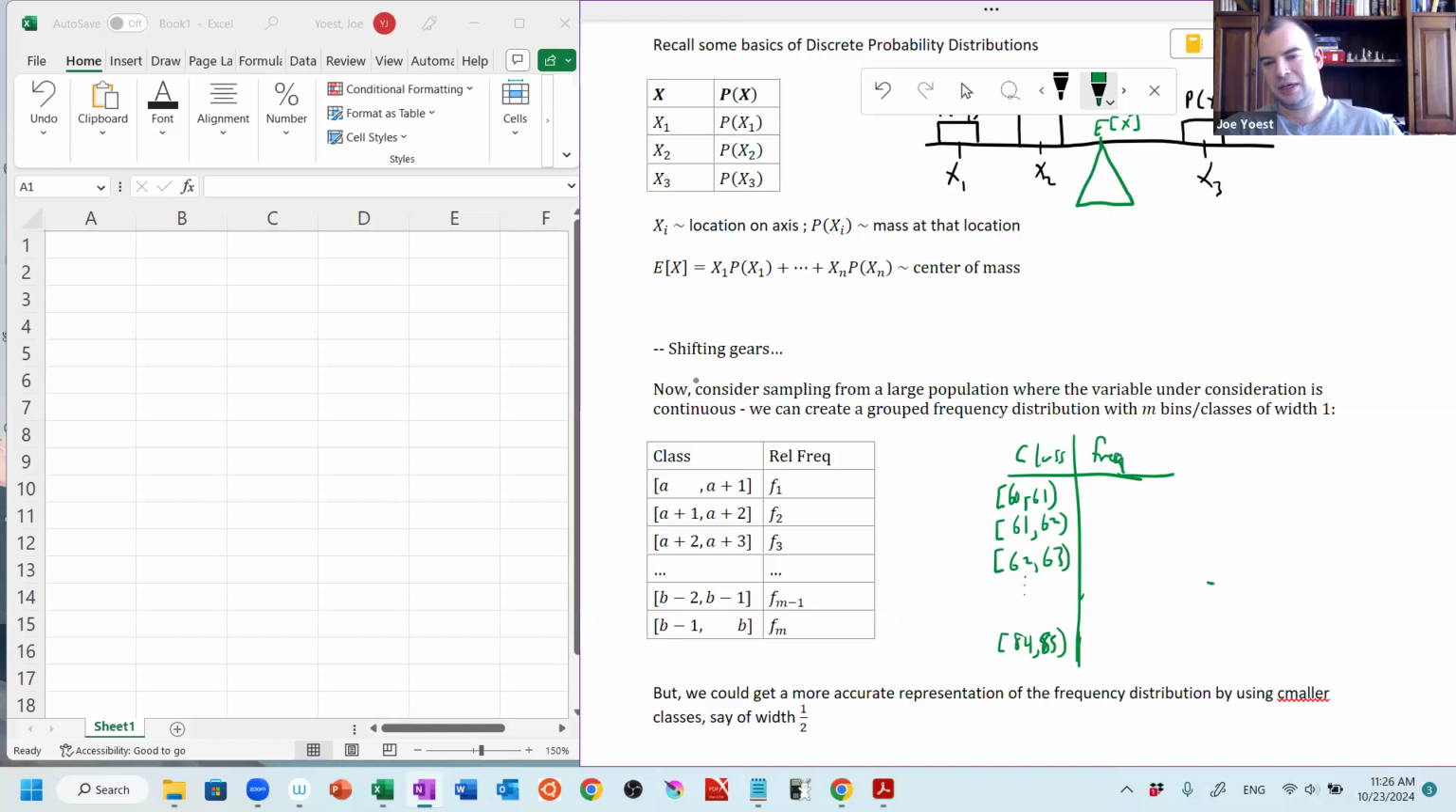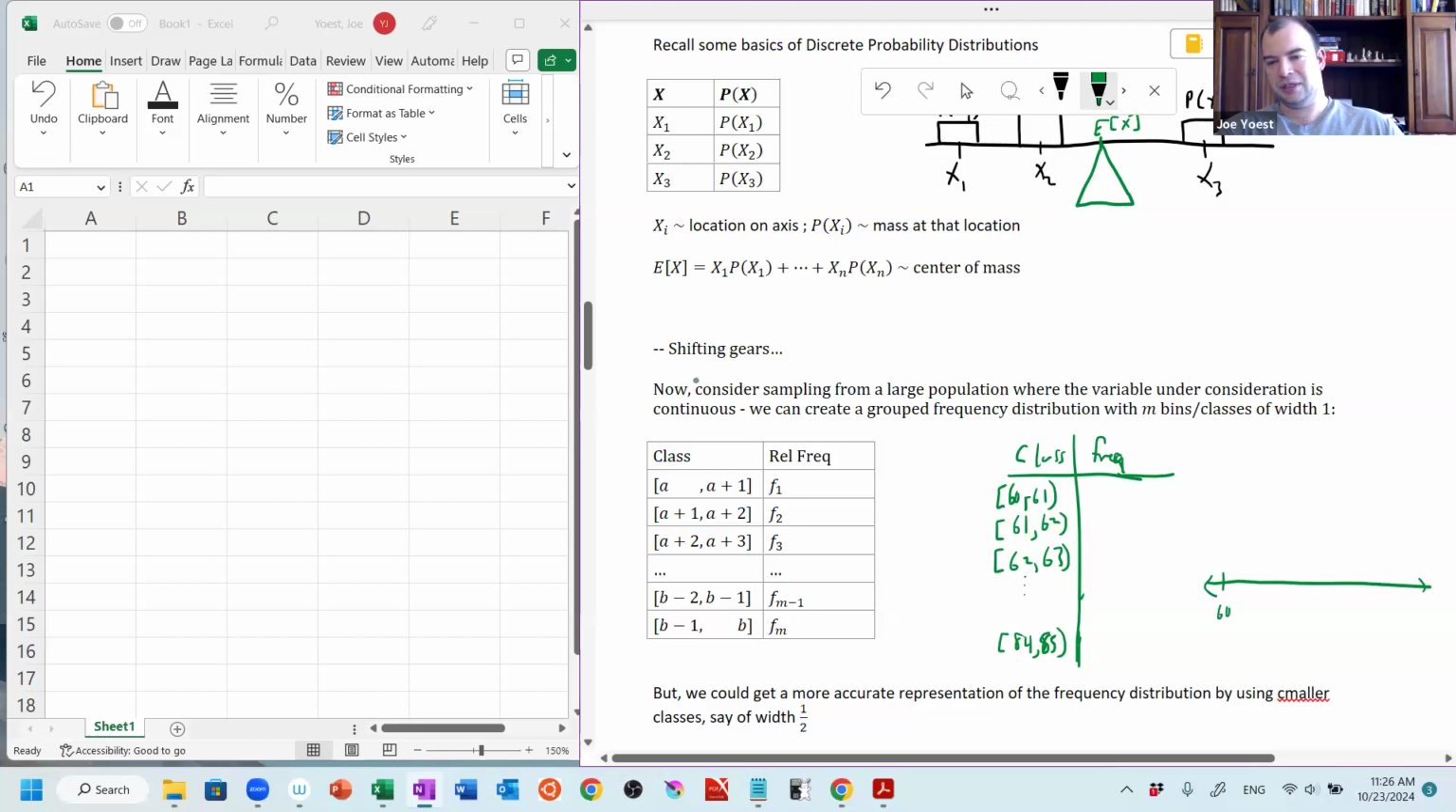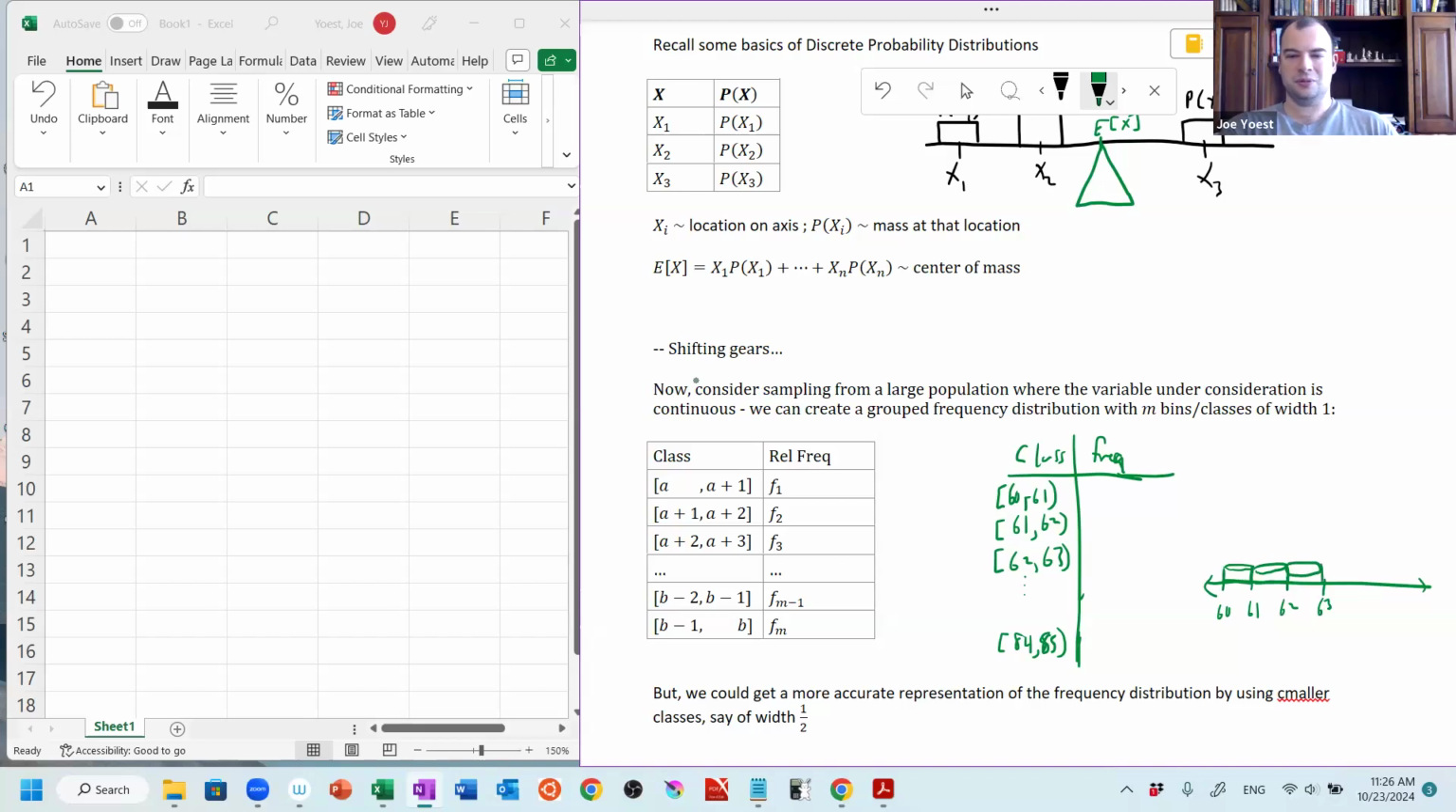Basically what we're thinking is that we have our real line here, and I have 60 to 61, and there's a bin here, right? And 61 to 62, there's a bin here as well. And 62 to 63, and there's a bin here as well. So we have all of these bins, and I grab a person from the population, I measure their height, they turn out to be between 5'1" and 5'2", and I toss their data point in this bin.